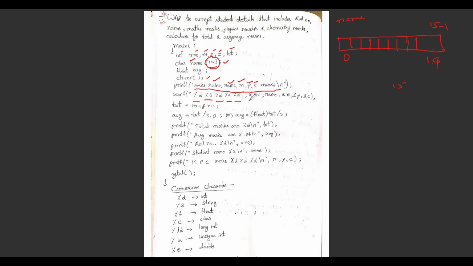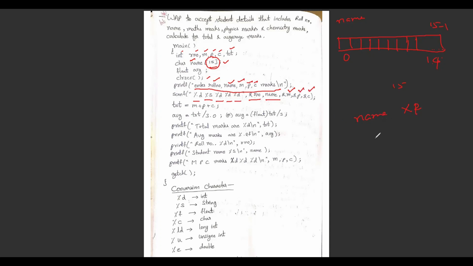So you're going to work with ampersand roll number. And keep in mind, for name, there won't be any ampersand. It is not an address operator. Name can be written directly. Then ampersand m, ampersand p, ampersand c, maths, physics, chemistry.